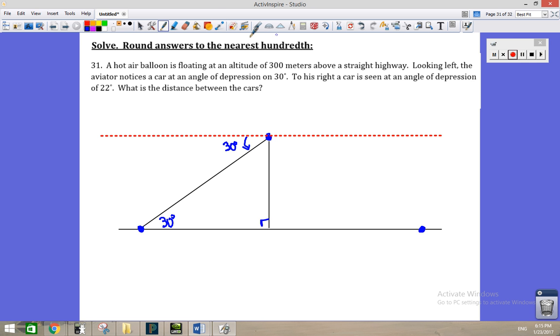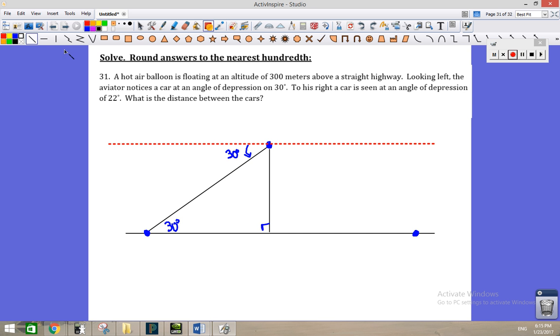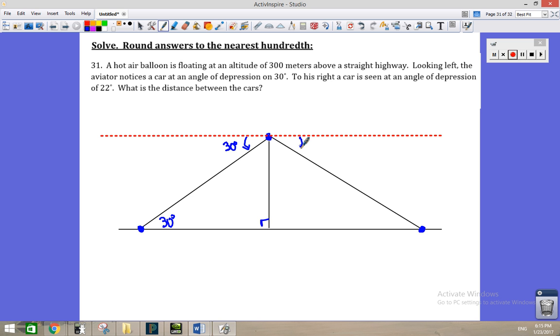When you look to your right, you see another car over here, and there you only had to have an angle of depression of 22 degrees. So this is 22 degrees. Now the height of the balloon, I forgot to put that as 300 meters.